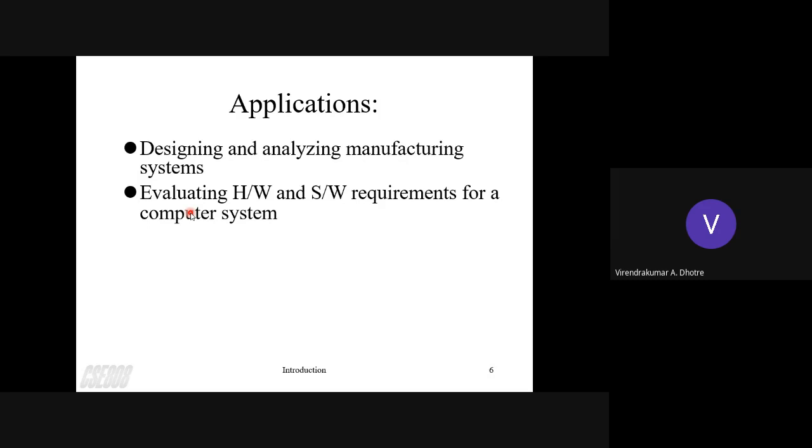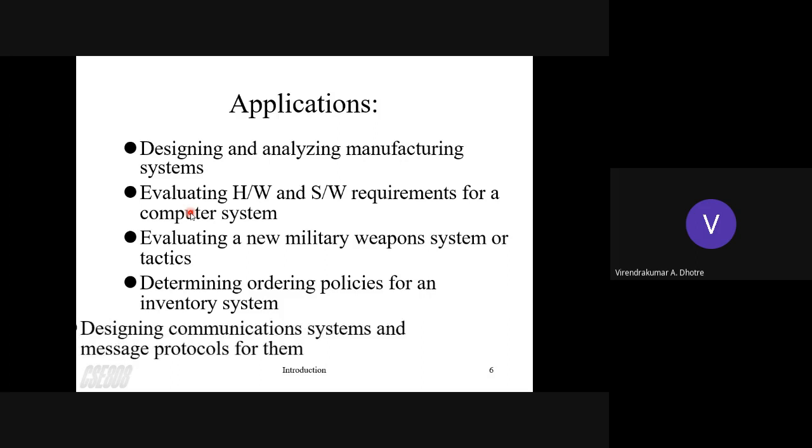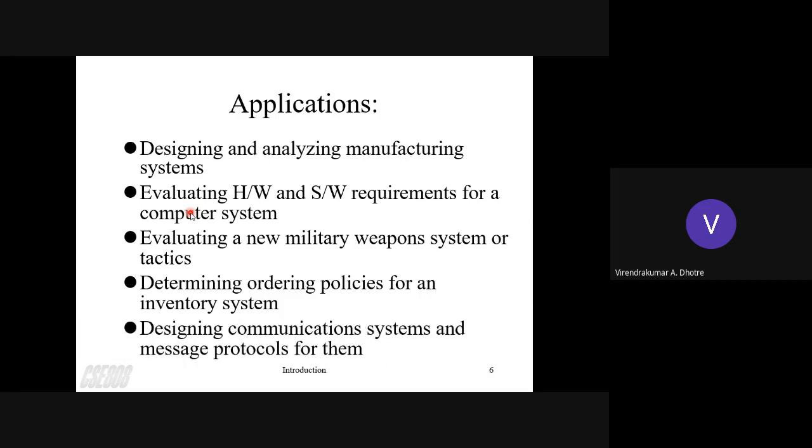It can be a combination of physical and simulation, for example a calculator: inside the hardware part, the physical model, there is software which is used. So there are tremendous applications of these models. Evaluating new military weapon systems and tactics, determining ordering policies for inventory systems. We can use it in transportation also. Designing communication systems where different message protocols can be used. So we can create prototype models and simulation models.